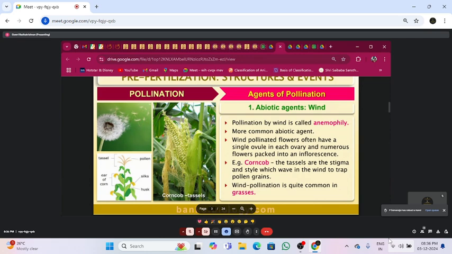For example, in a corn cob, the tassels are the stigma and style which wave in the wind to trap the pollen grains. Wind pollination is quite common in grasses.